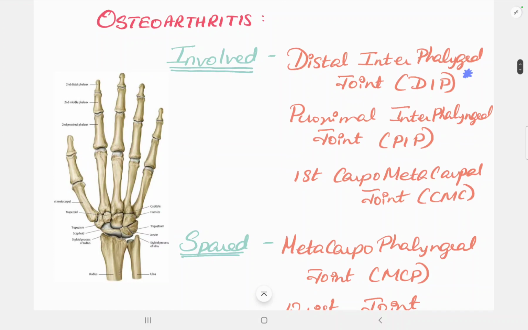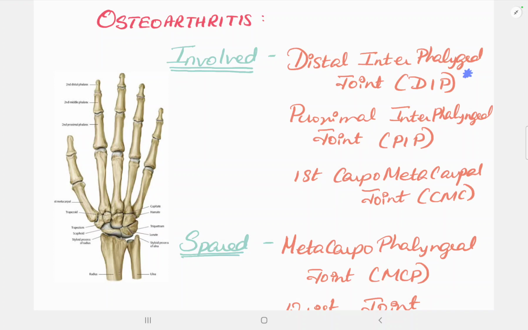So in osteoarthritis, the involved joints will be the distal interphalangeal joint, that is right here, the distal interphalangeal joints. That is the most common joint that is involved in osteoarthritis, the generalized type. Second is the proximal interphalangeal joints. The proximal interphalangeal joints is next involved, and the carpo-metacarpal joint can also be involved.